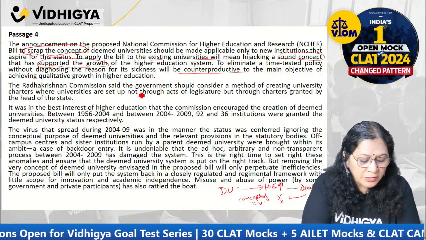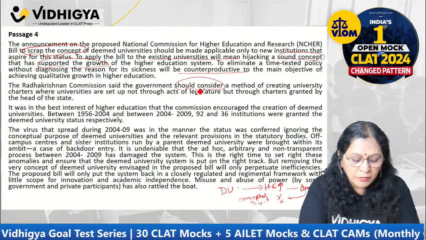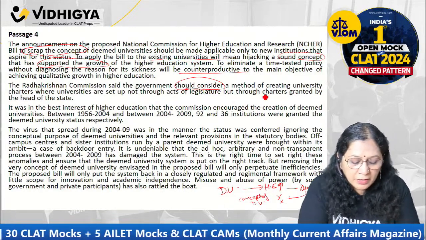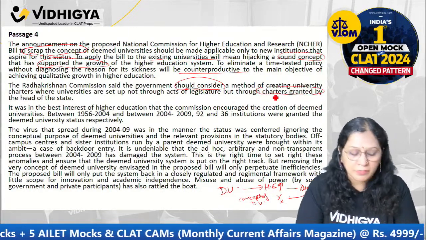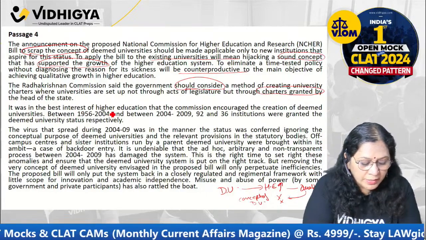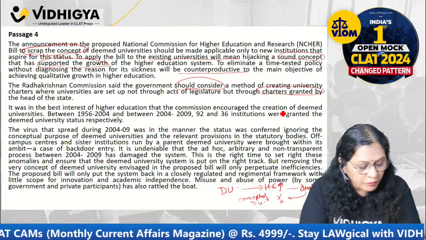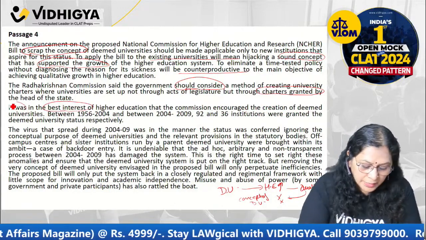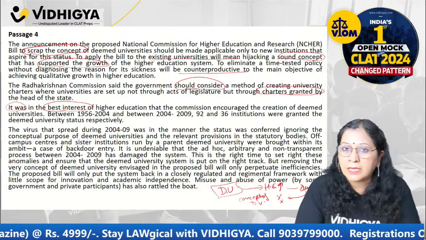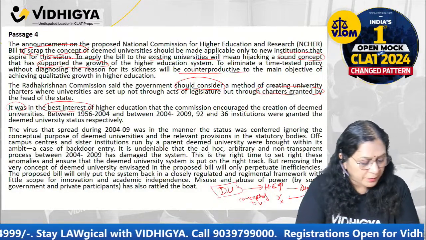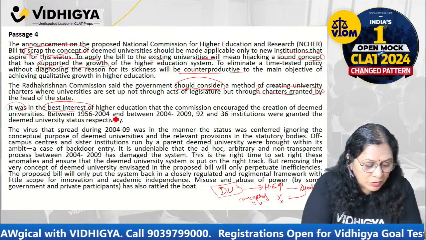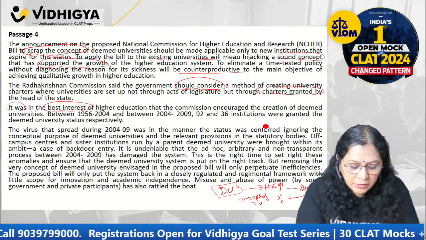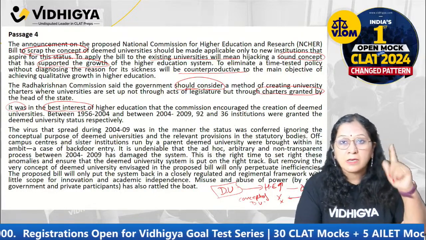The Radhakrishnan Commission said the government should consider a method of creating university charters where universities are set up not through acts of legislature but through charters granted by the head of the state. It was in the best interest of higher education that the Commission encouraged the creation of deemed universities. राइट, इट वाज द बेस्ट इंटरेस्ट। ठीक है, तो अभी भी इस बात की बात कर रहा है कि तब वो डीम्ड यूनिवर्सिटीज का कॉन्सेप्ट क्यों बना था. Between 1956 and 2004 and between 2004 and 2009, 92 and 36 institutions were granted the deemed university status respectively.